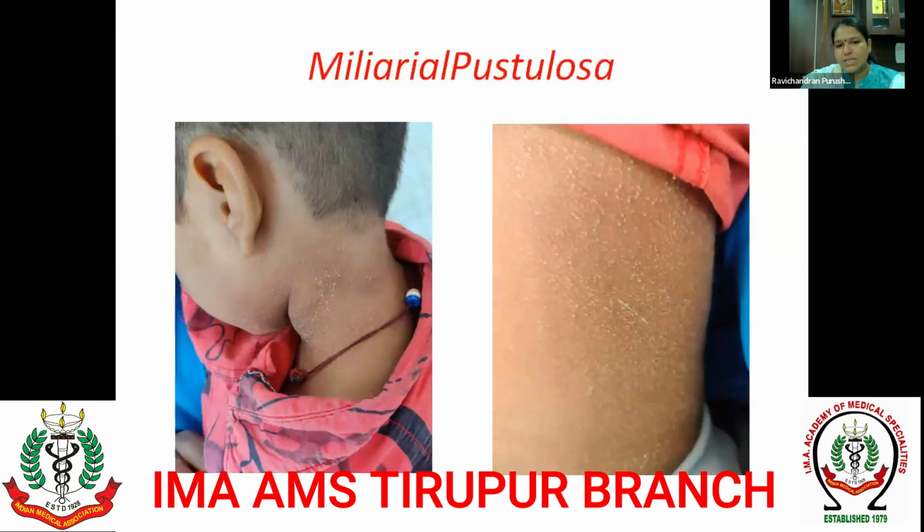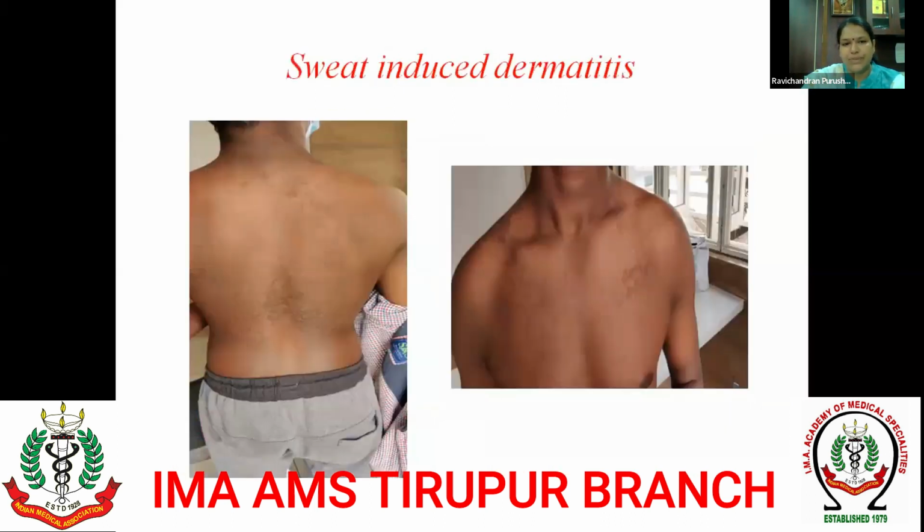Here we can see a pustular lesion. This is called miliaria pustulosa. Sometimes when the sweat is persistent for a long time, the solutes get deposited and trigger dermatitis changes. We can appreciate extensive involvement of the trunk and upper chest. This is sweat-induced dermatitis.